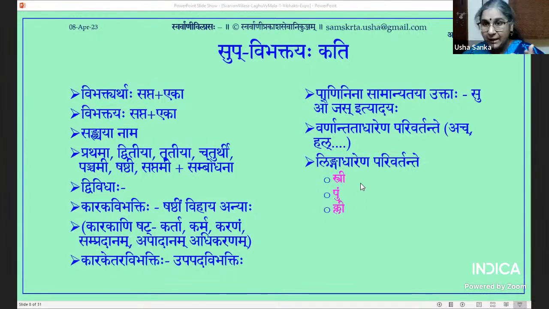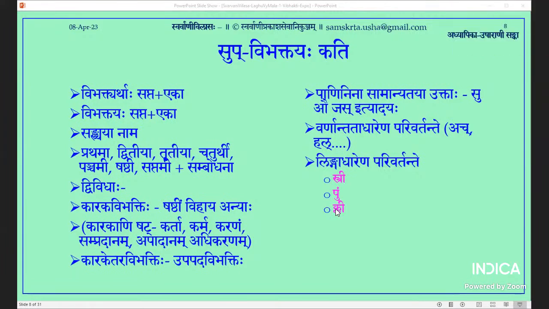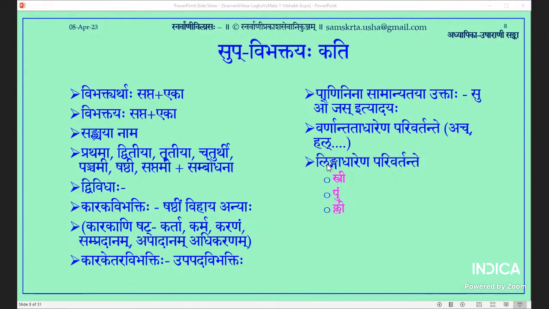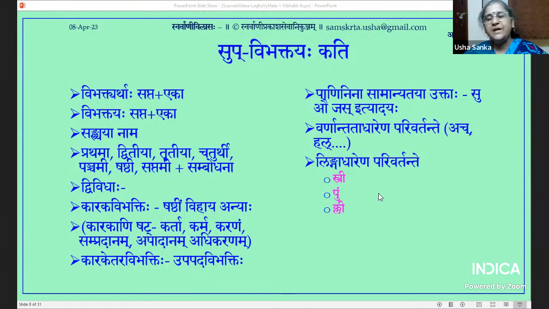Then the second element we have taught: Linga, Varnantata and Vachana. The Linga is of 3 types in Samskrtam: Strilinga, Pumlinga, Napumsakalinga, which is also called Kliba. So I read Kli here so that you also get used to that term, because we are used to Napumsakalinga a lot. It's a long word to say. Kliba has only 2 letters. So I say Kliba, Stri, Pum, Kli. It's easy to say. So according to Linga, there is a change in the Vibhakti forms.